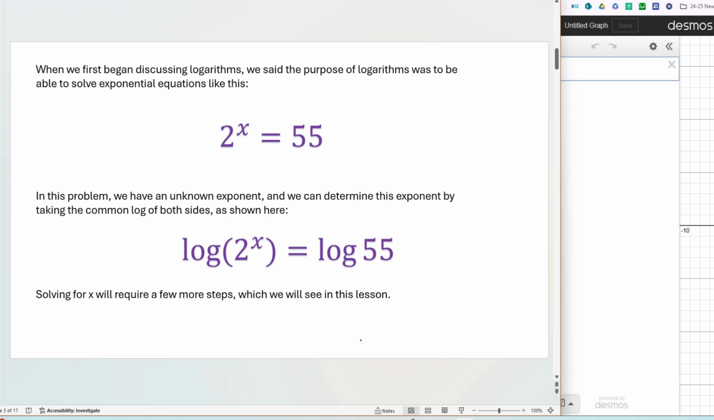Notice here we have an unknown exponent. So what we can do is go ahead and take the common log of both sides. When you take the common log of both sides, we end up with the log of 2 to the x equals the log of 55. Then we need to solve for x, and that's going to require a few more steps, and that's exactly what we're going to be talking about in this video.